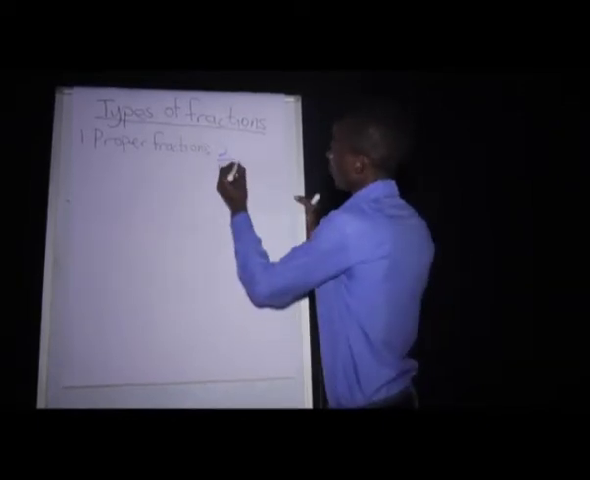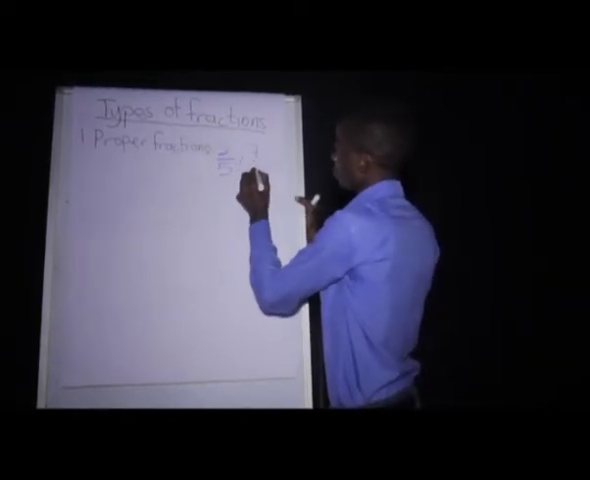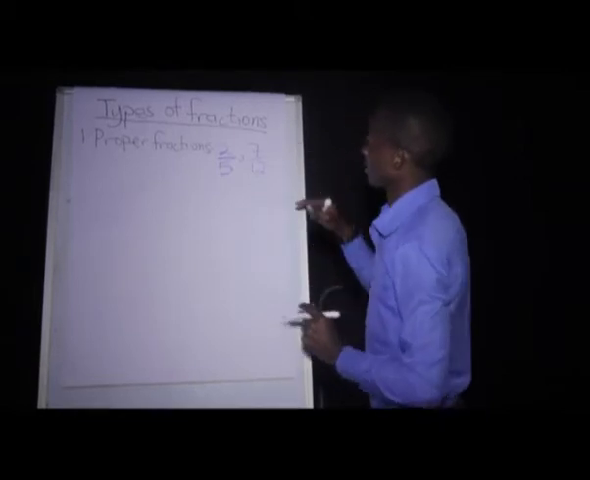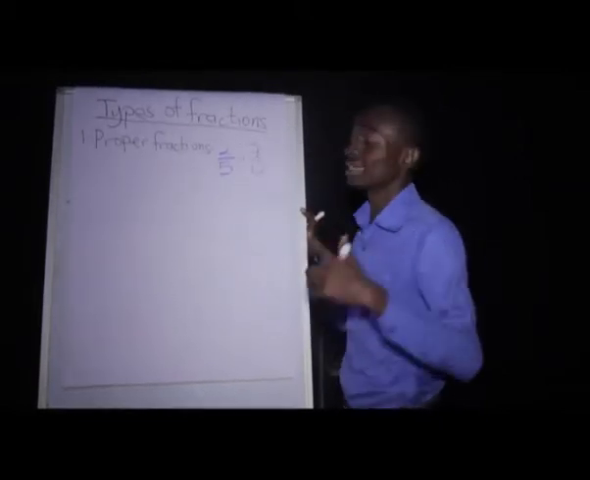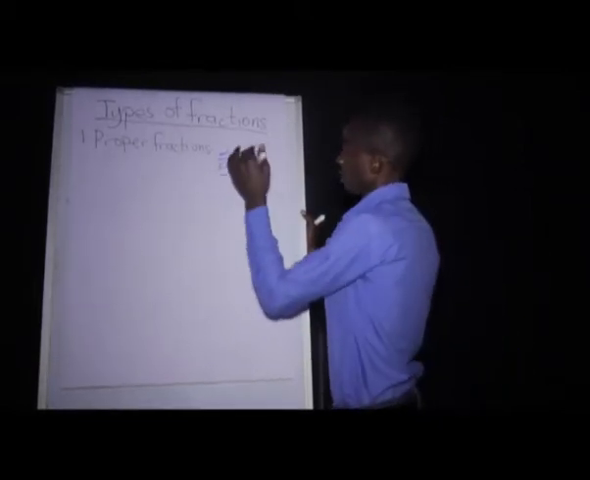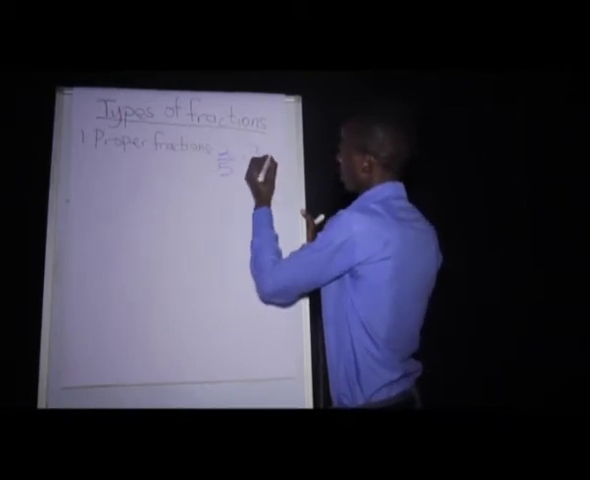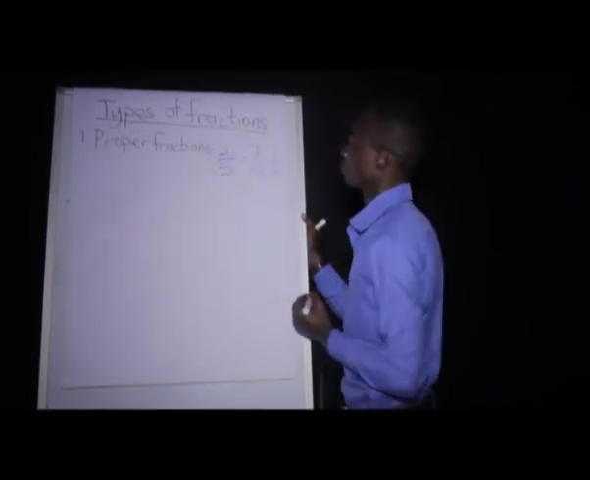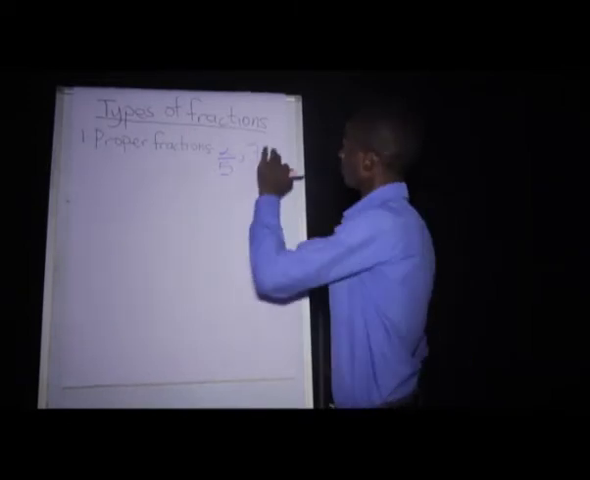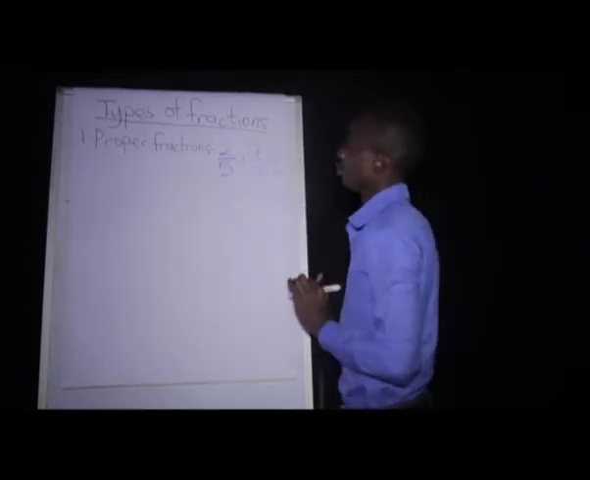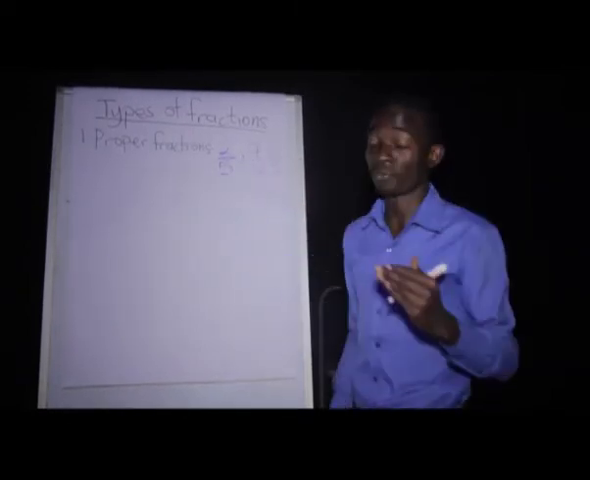Another example I can have is 7 out of 12. The numerator, which is 7, is less than the denominator, which is 12. So that is also a proper fraction. I can also have 1 out of 2, or a half. The numerator is less than the denominator. So these are examples of proper fractions.